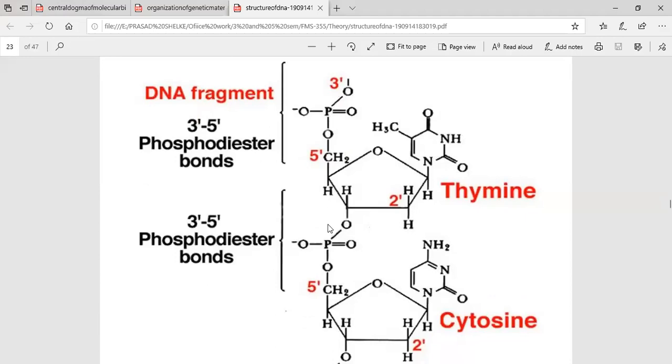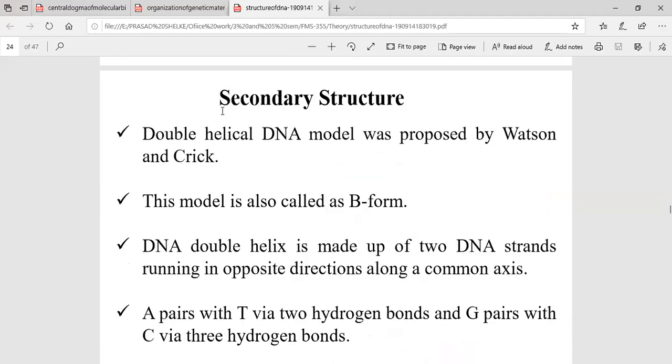Okay, this is the primary structure generally. Just linear bonding of this molecule is the primary structure, and then the folding of that molecule generally comes in the secondary structure. So it is a double helical DNA model. This was proposed by Watson and Crick. Before that it was experimentally proven by Rosalind Franklin and his colleagues. But the actual double helical DNA model is given by Watson and Crick. They published this paper in the Nature journal. This model is also called the B form. There are mainly three types of DNA forms: A form, B form, and Z form, that we will see later.